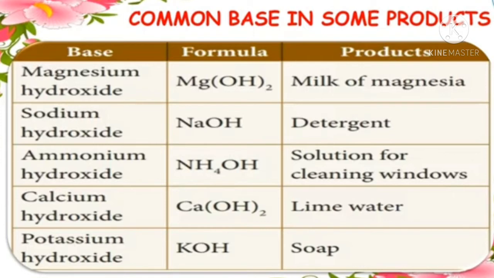Common bases in some products. The base is magnesium hydroxide, formula Mg(OH)2, and the product used is milk of magnesia. Sodium hydroxide, NaOH, is used in detergent. Ammonium hydroxide, NH4OH, is used as a solution for cleaning windows. Calcium hydroxide, chemical formula Ca(OH)2, is used in lime water. Potassium hydroxide, KOH, is used as a product in soap.